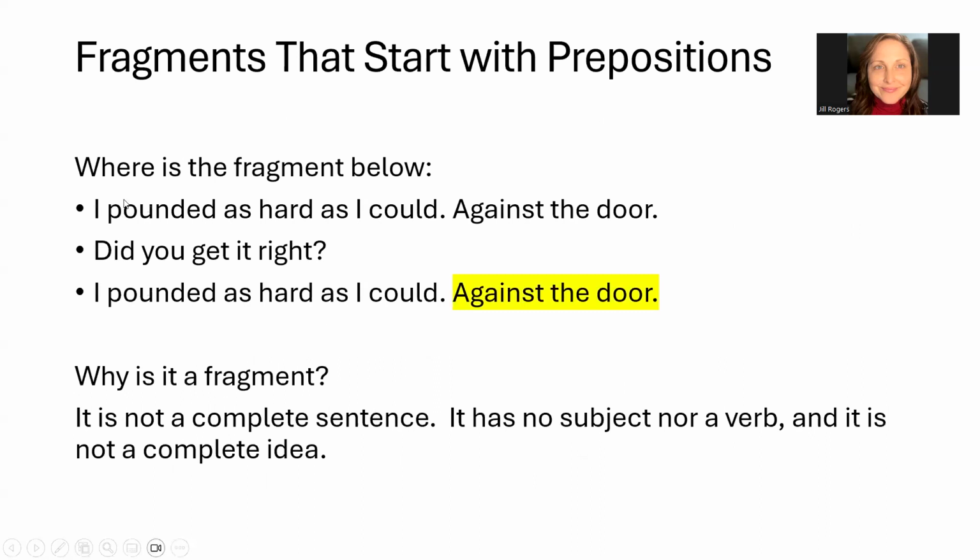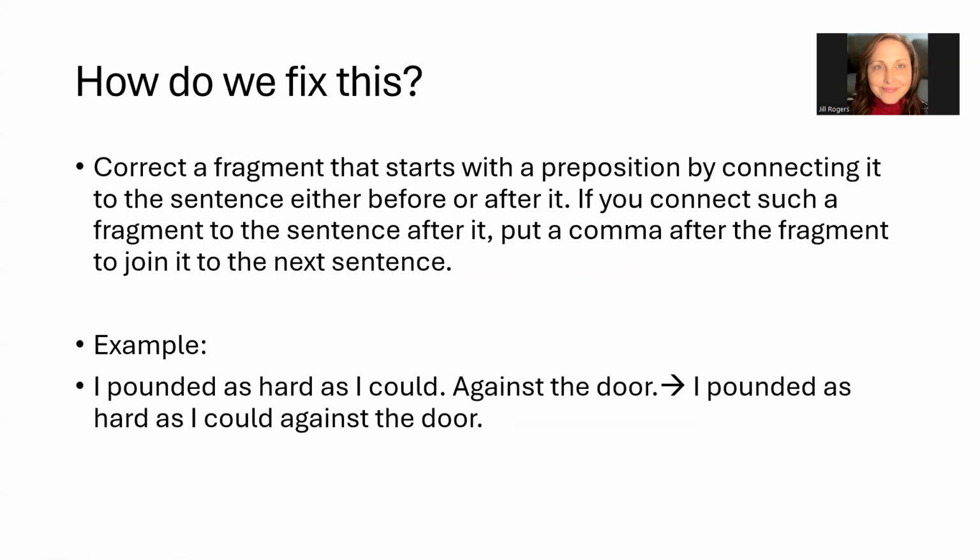Let's take a look. Where is the fragment below? I pounded as hard as I could against the door. You see here it says missing a subject, it's missing a verb, and it is the fragment. Did you get it right? That was the fragment. So it's not a complete sentence. It doesn't have a subject, nor does it have a verb, and it is not a complete idea.